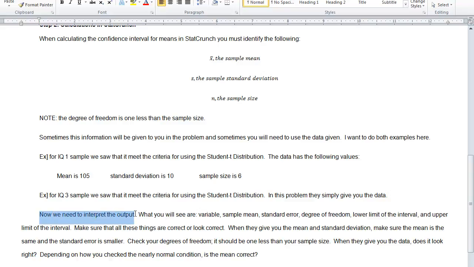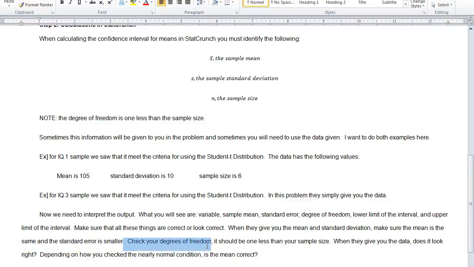So now we just need to interpret the output. What you'll see are variable, sample mean, standard error, degree of freedom, lower limit of the interval, and upper limit of the interval. Make sure that all these things are correct and look correct. And I did that, right? I looked at those. So when they give you the mean and the standard deviation, make sure the mean is the same and the standard error is smaller. A little bit smaller for very small samples, a lot smaller for larger samples.